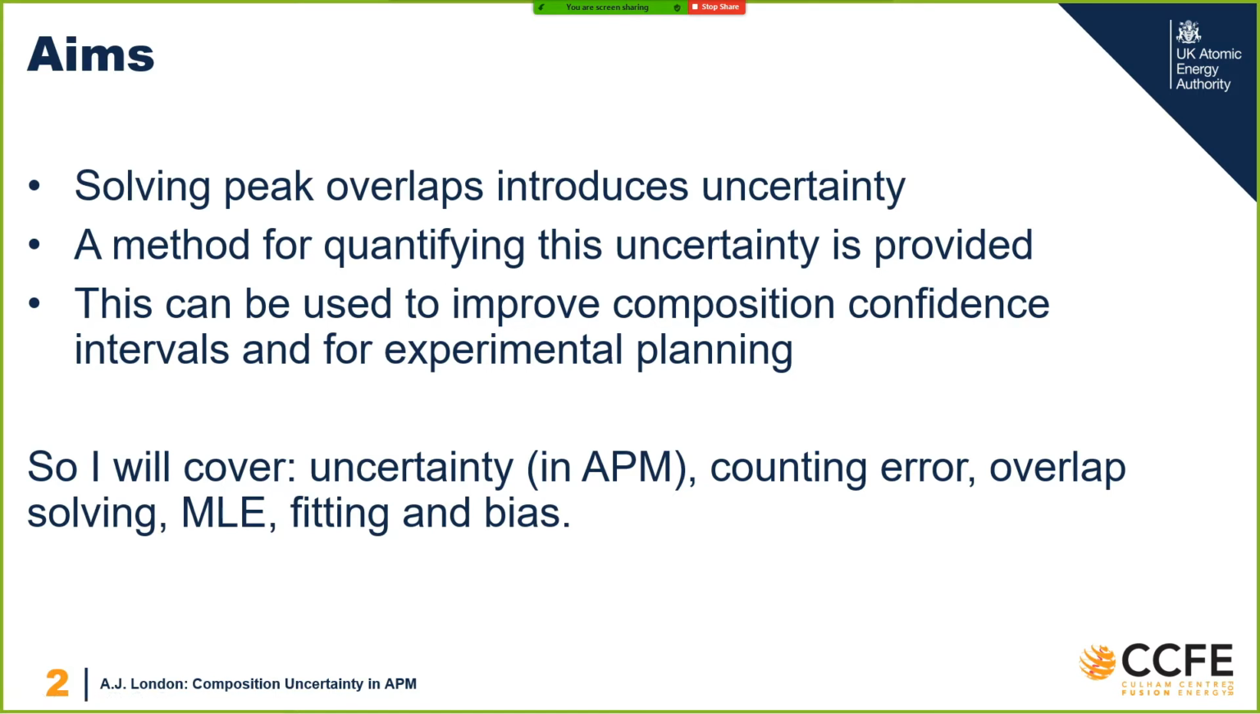Solving peak overlaps introduces uncertainty. That's what we're going to find out. I'm going to demonstrate a method for quantifying the uncertainty and show that we can use this to improve our composition confidence intervals for experimental planning and data analysis and everything in between. So I'm going to cover a little bit about uncertainty in general, specifically about counting error, overlap solving, maximum likelihood estimation, fitting and bias. And like I said, I'm also planning on covering some stuff on mass spectrum plotting.